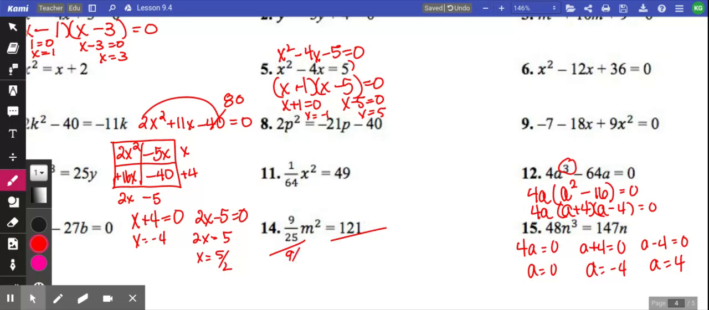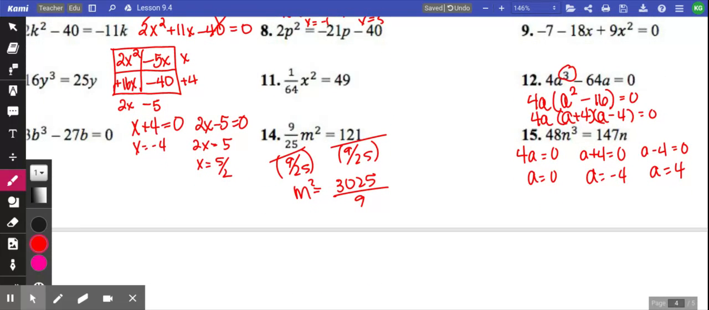On this one, I'm going to divide both sides by 9/25. So m squared equals 3/25 over 9. And when I take the square root of that, I get m equals 55 or negative 55.